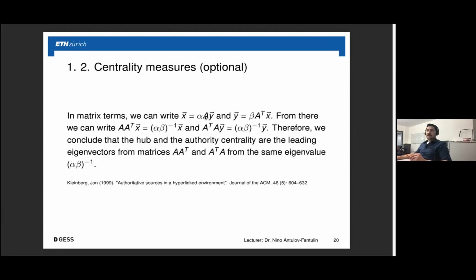The x vector is alpha times A times the y vector, and y is beta times A transpose times x. From this, by substituting, you can derive the following equation. Essentially, for this type of centrality measure, you need to calculate the singular vectors connected to the eigenvalues of the operator A times A transpose or A transpose times A. This is optional, and for those who want to study more, please look at this Kleinberg paper.